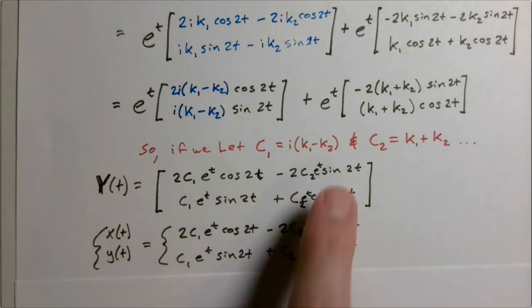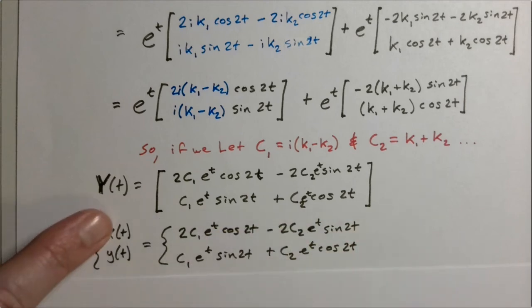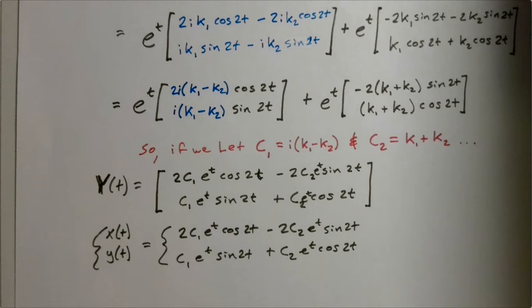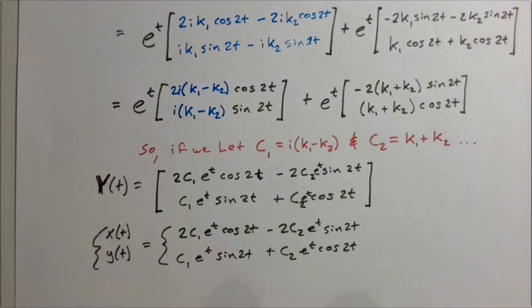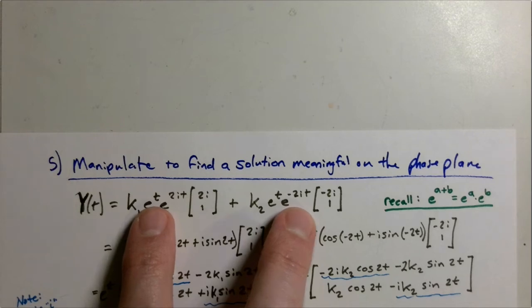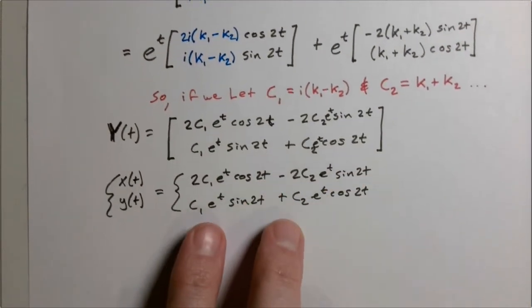There's a top equation, that's my x of t, and my bottom equation, that's my other variable, y of t. Now, I don't know if it's x and y. I'm just making up those two dependent variables. But that's kind of important for us, because what we've just discovered is if we start with our two eigenvalues and our two eigenvectors, we can simplify to get a general solution.